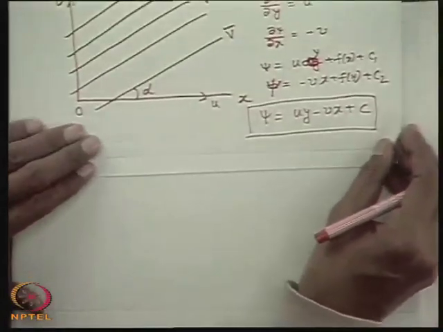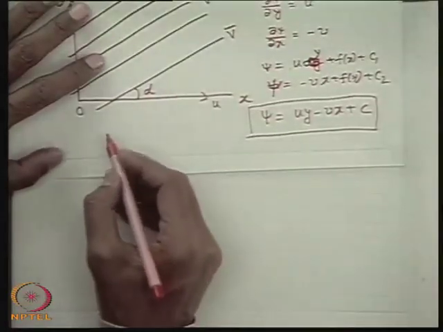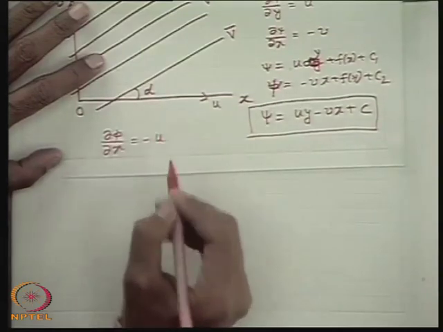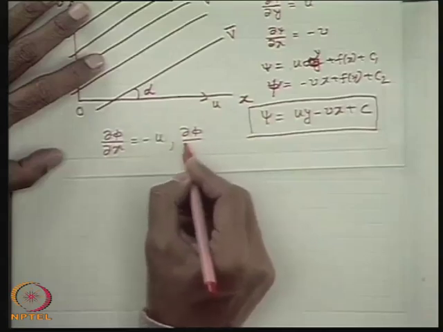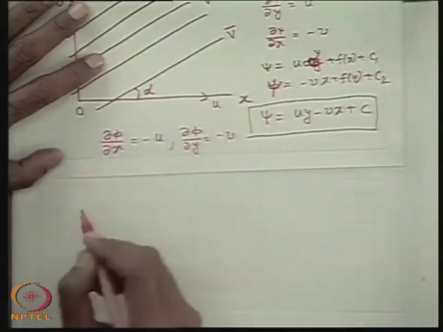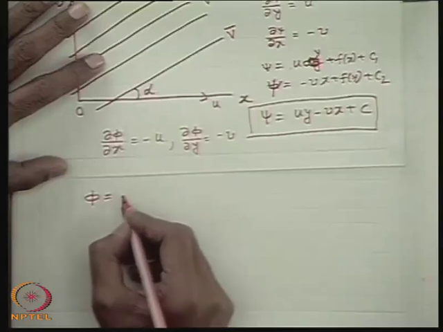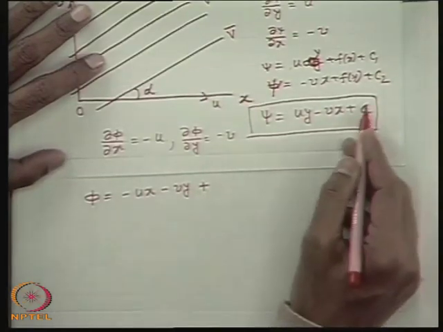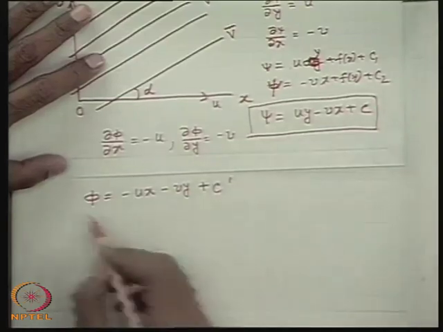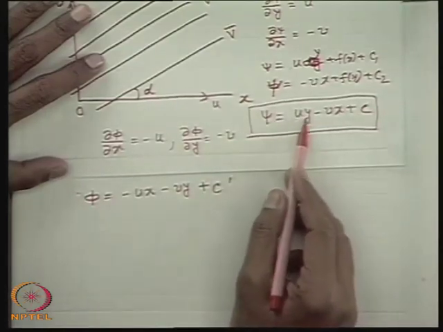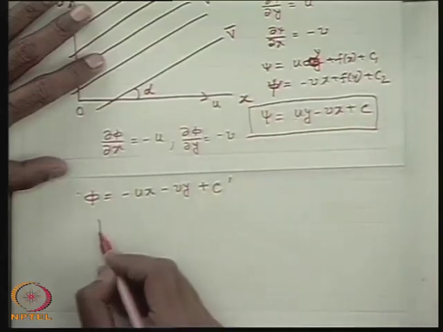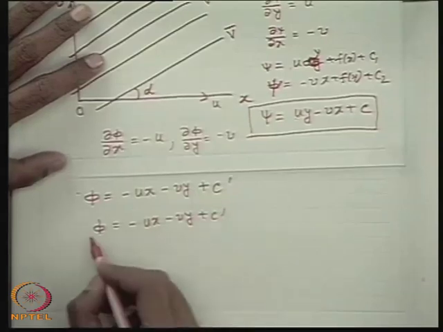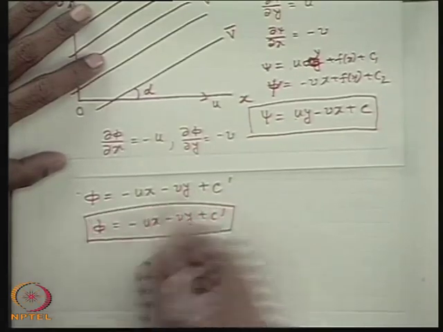If you want to find the equation of the velocity potential, in a similar way we write that del phi del x is minus u and del phi del y is minus v, and if we integrate it, phi is minus ux minus vy plus another constant. Let this be c and this be c dash. So we get psi is equal to uy minus vx plus c, and phi is equal to minus ux minus vy plus c dash. These are the two equations for the streamline and velocity potential.